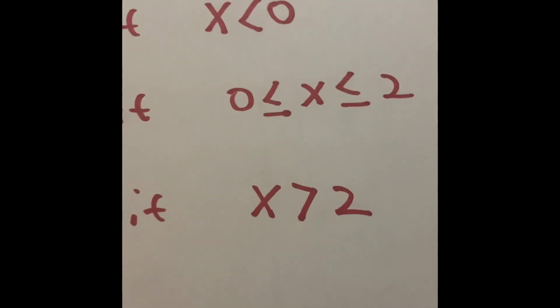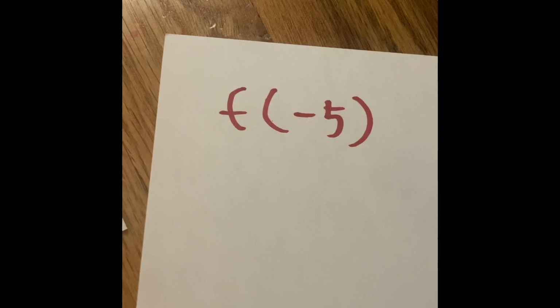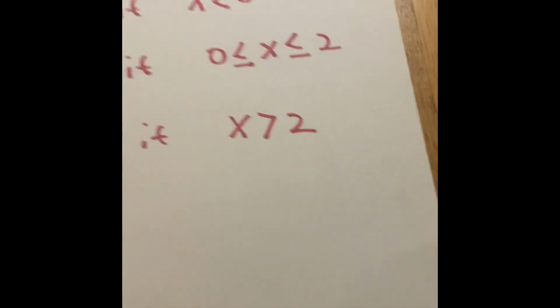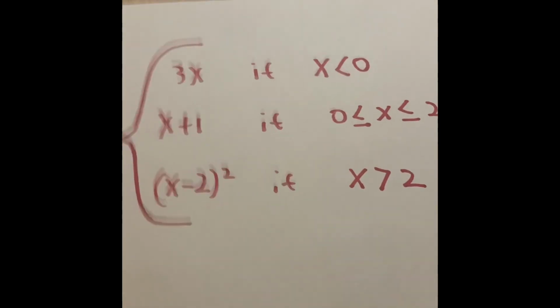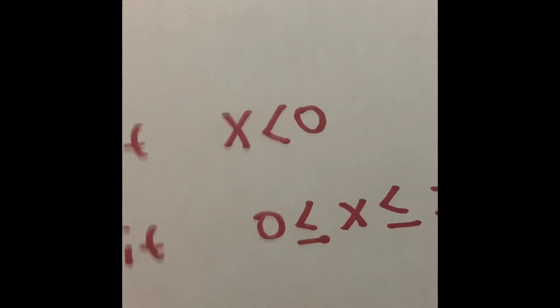Actually, that's a fail, because x is greater than 2, and it turns out -5 is not greater than 2. So the bottom one we can't use. What about the top one? Is -5 less than 0?